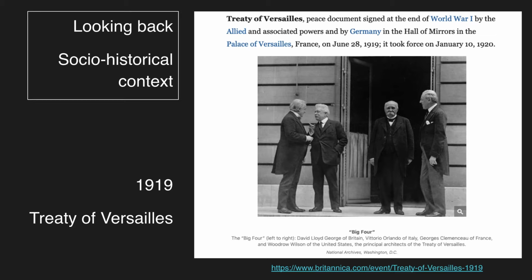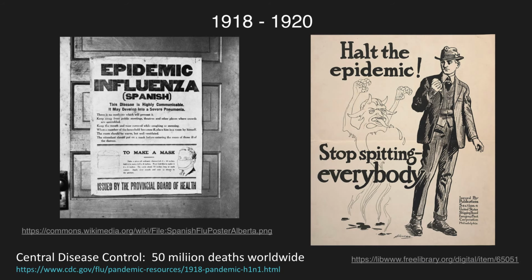Austria has a separate treaty. And during the time of a great war, there was also the influenza epidemic. The Centers for Disease Control states that there were, quote, at least 50 million deaths worldwide, end quote, due to this H1N1 virus pandemic.